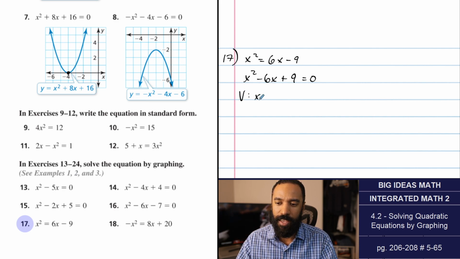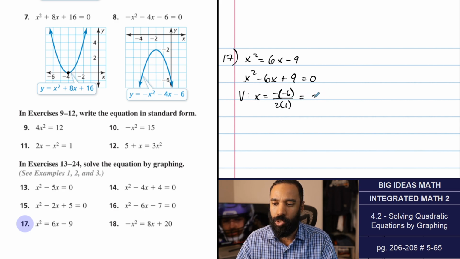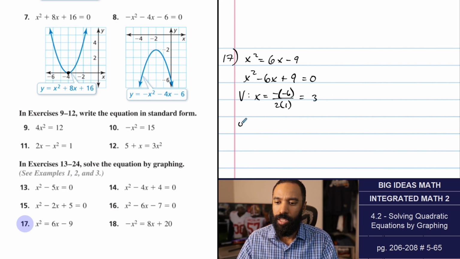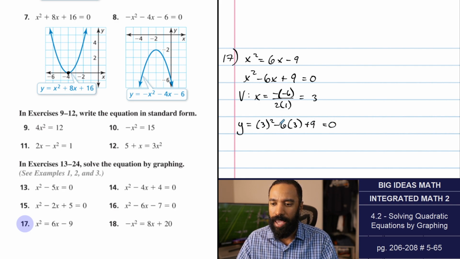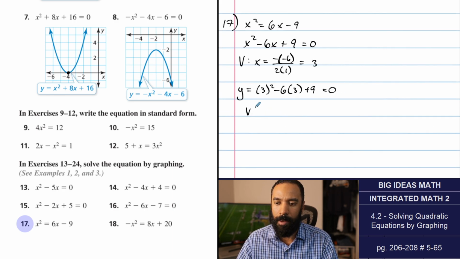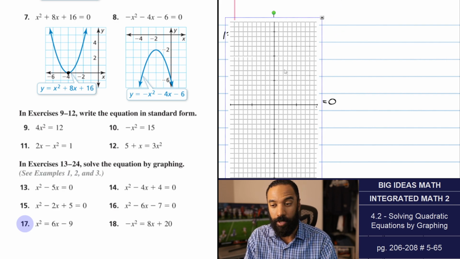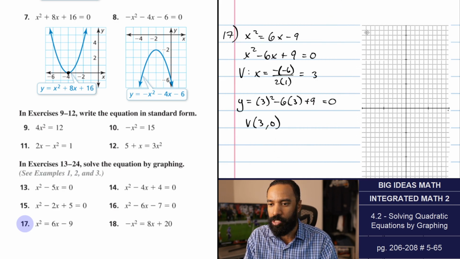So the vertex x value is negative b over 2a, which is 3 again. The y value will be, looks like it's 0. So 9 minus 18 is negative 9, plus 9 is 0. So your vertex is at 3, 0. Once again, vertex on the x-axis means it's the only x-intercept that's going to exist, and we're going to be able to build the rest of the graph from here.